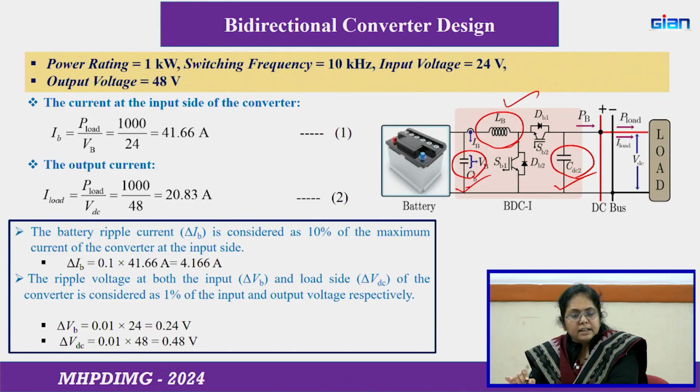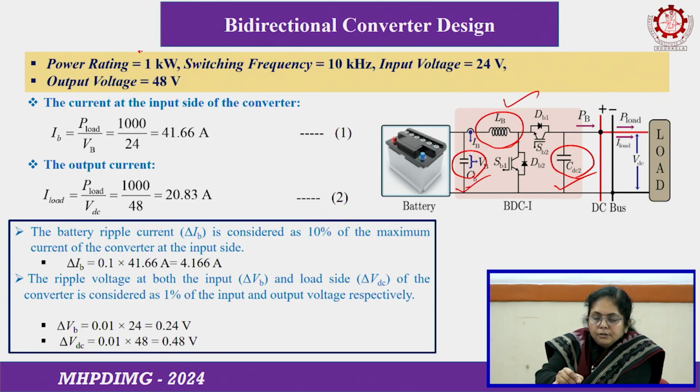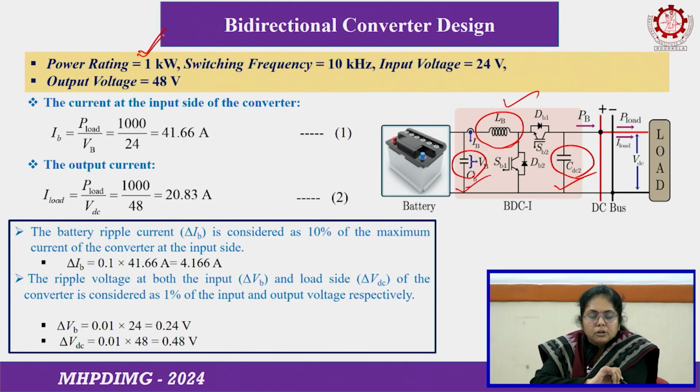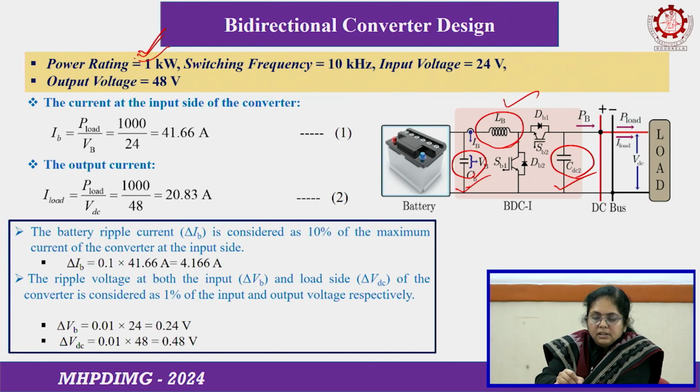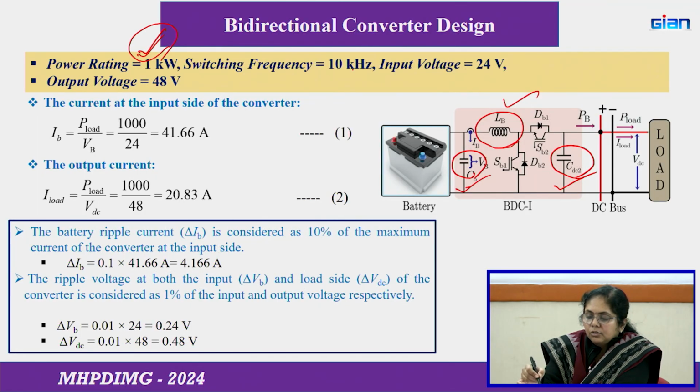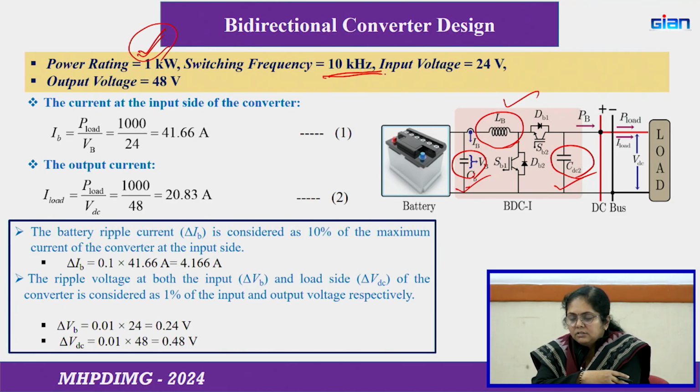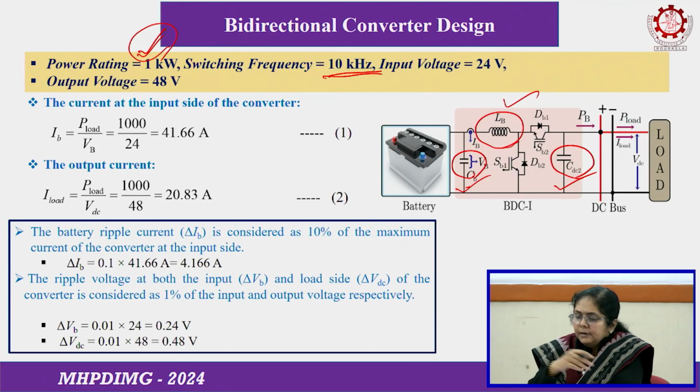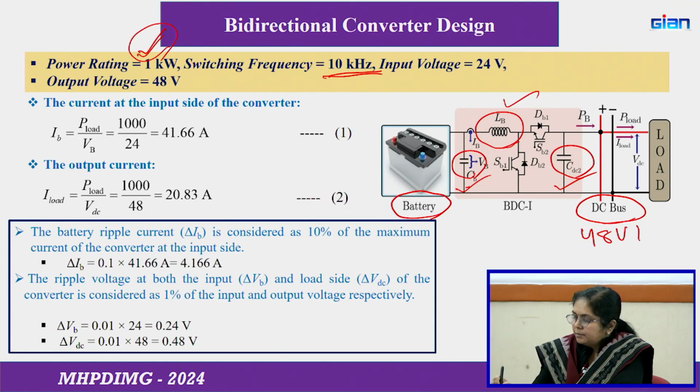Let us design for a power rating of 1 kilowatt. Based on the load, we decide the power rating of the DC microgrid. We fix the switching frequency, let us take it as 10 kilohertz, you can go for 20 kilohertz also. We are choosing the battery voltage, and here the DC bus is 48 volt, which I am calling a normally LVDC microgrid.